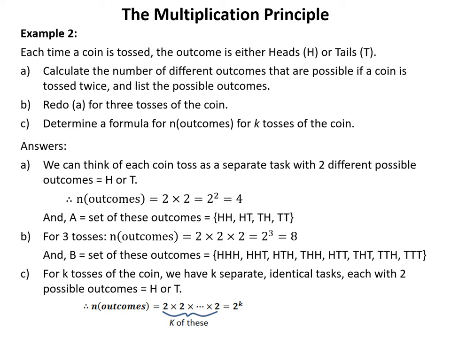In part C, we have to take a step back and look at this more in the general sense. So if k equals the number of tosses of the coin, then what we have here are k separate identical tasks, each of which has 2 possible outcomes of heads or tails. So therefore, logically, we can conclude that the number of outcomes would equal 2 multiplied the number of times equal to k. So we end up with an answer of 2 to the power of k.